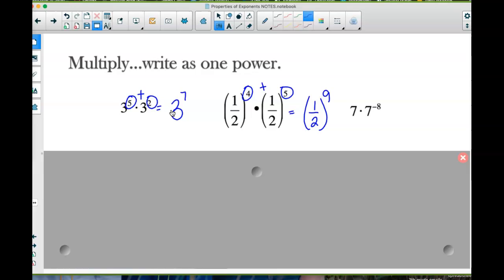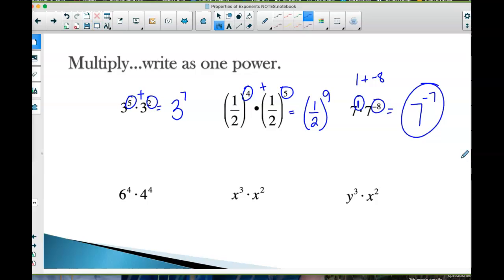It's not 0. It's 1. So you guys, when you don't see a number as an exponent, you can put a 1 there. So I'm going to put 7 to the 1st power times 7 to the negative 8th. Then we keep the base and add 1 plus negative 8. So it's going to be 7 to the negative 7th power. And you can leave your answer just like that. All I'm asking you today is to write them as 1 power. Okay? Questions there?